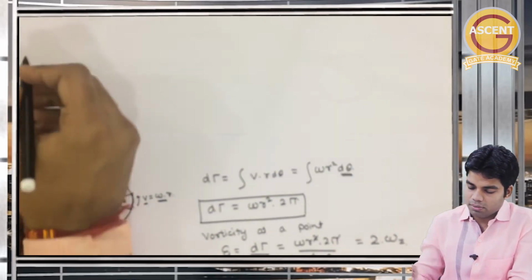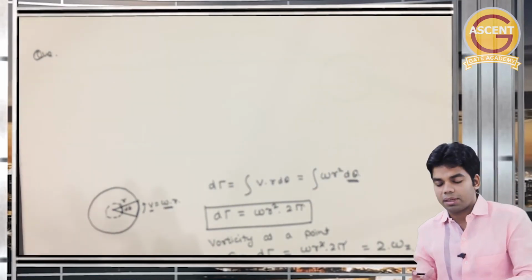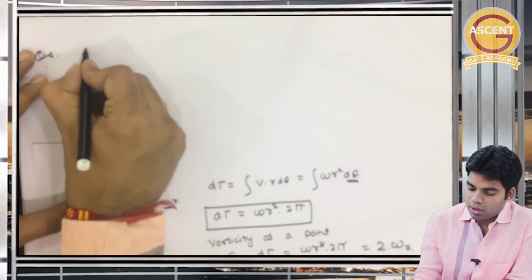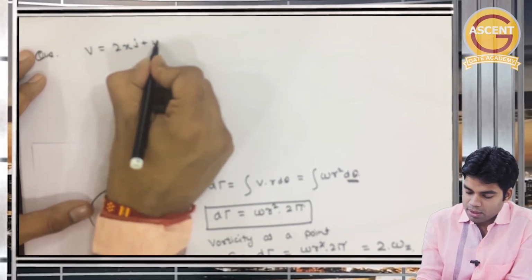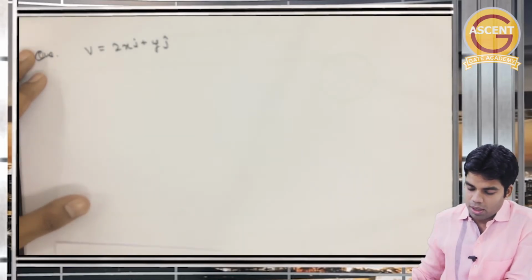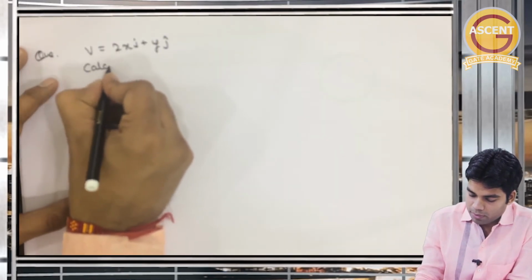This was asked in GATE 2007. A question was asked in GATE 2007. How can you determine the vorticity? Here the velocity vector is given as 2xi plus yj, and you have to calculate vorticity at point (1,1).